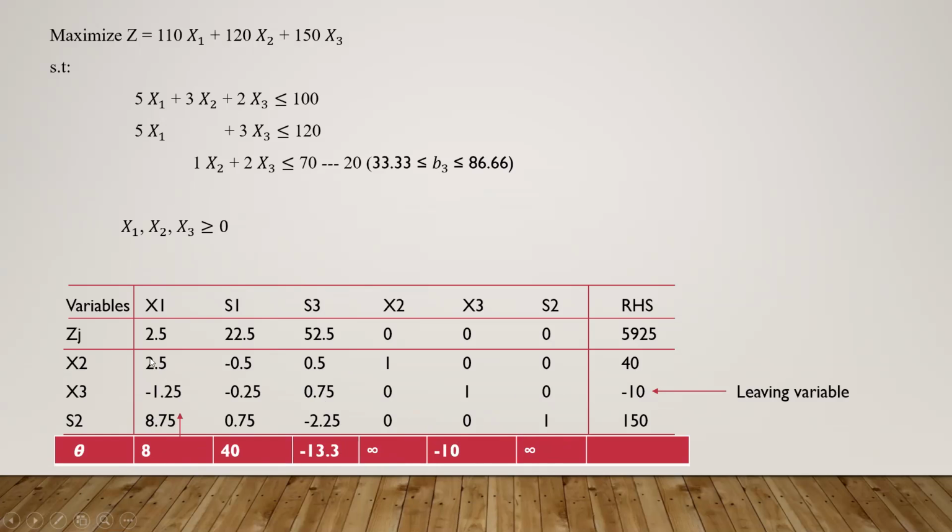So this is 8. So this column becomes your entering, so this is the entering variable. So what you are telling me right now is that x1 should be included in the production instead of x3. So I should start producing x1 instead of x3. So maybe my solution will become feasible.